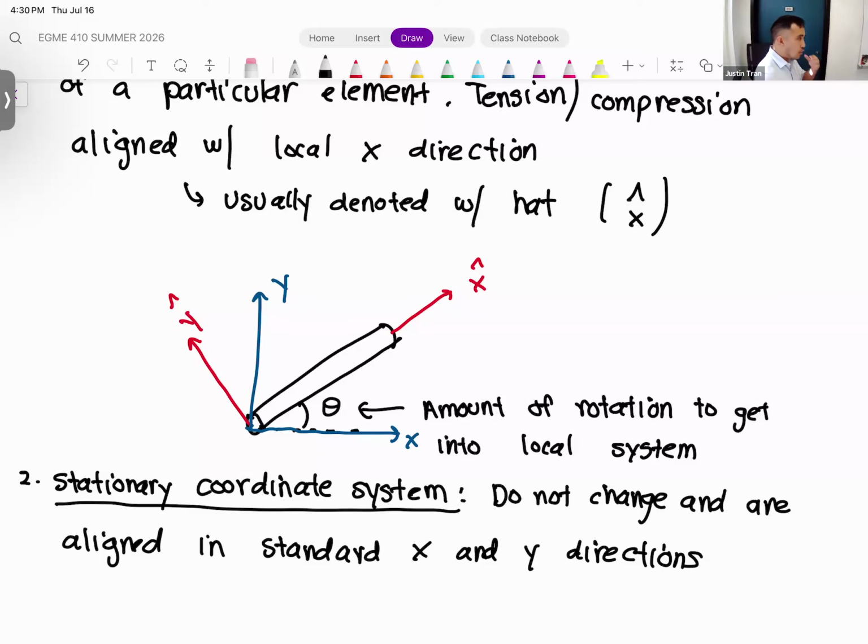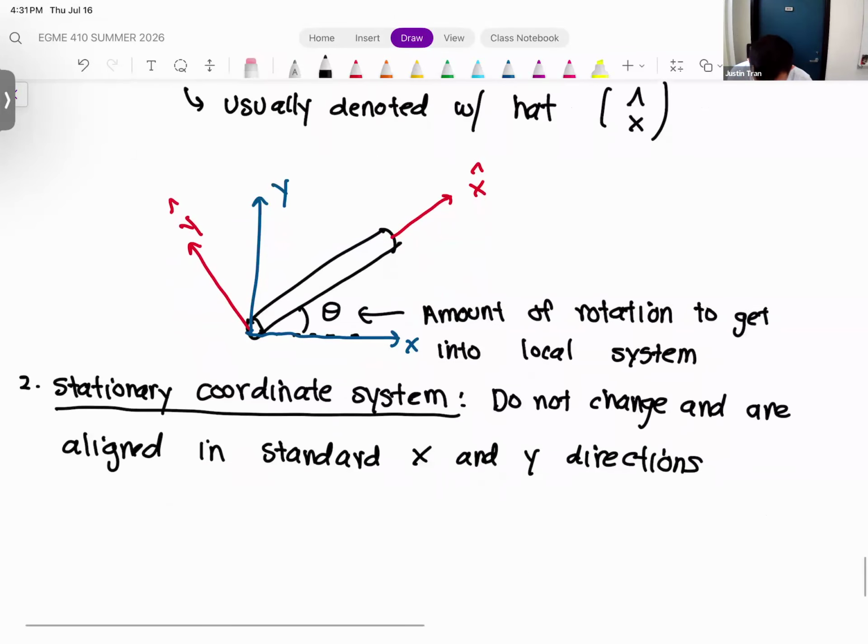Okay, so we need a stationary coordinate system because we're going to have multiple different elements that are oriented differently, right? And so the idea essentially is going to be to transform the element stiffness matrices in each of the elements' local systems and transform them to all be in the same stationary coordinate system.